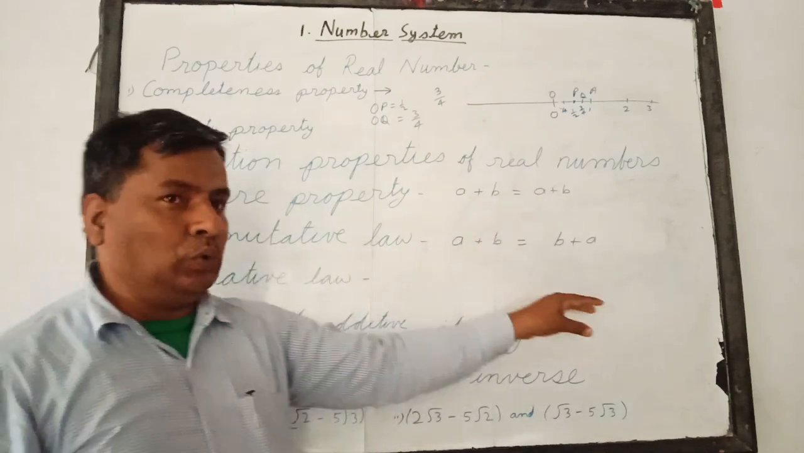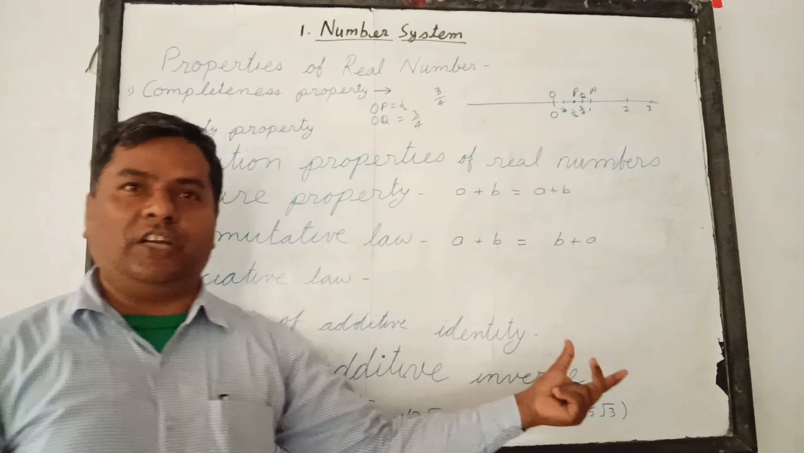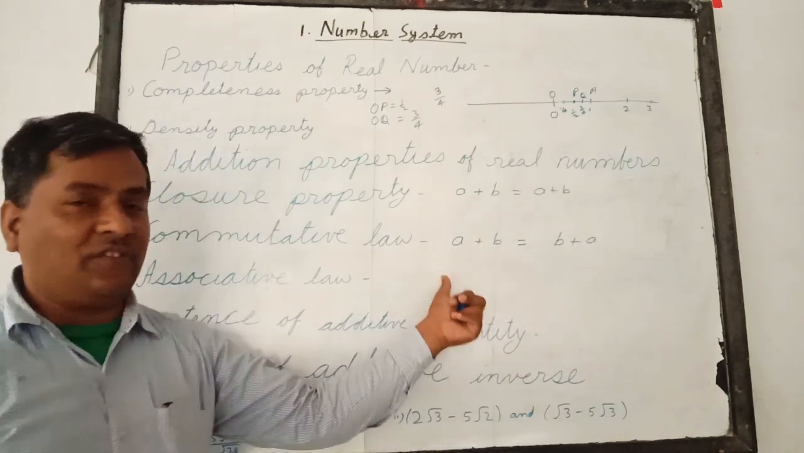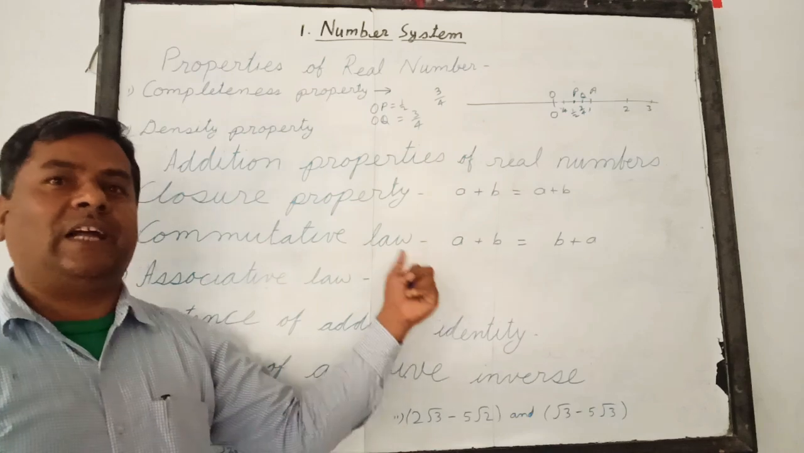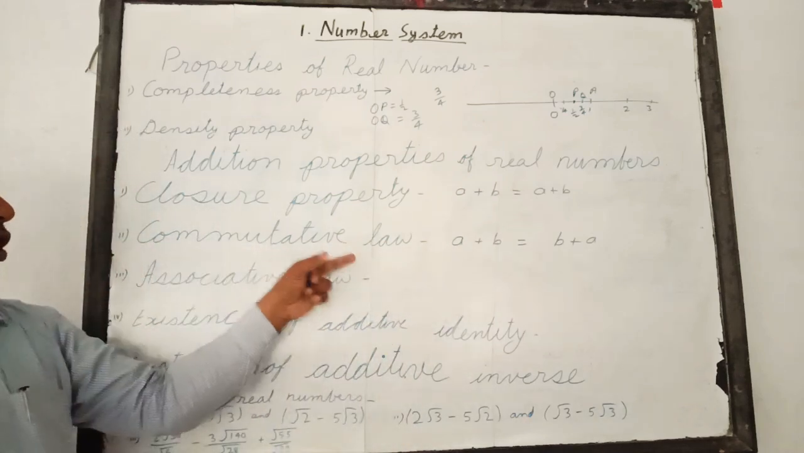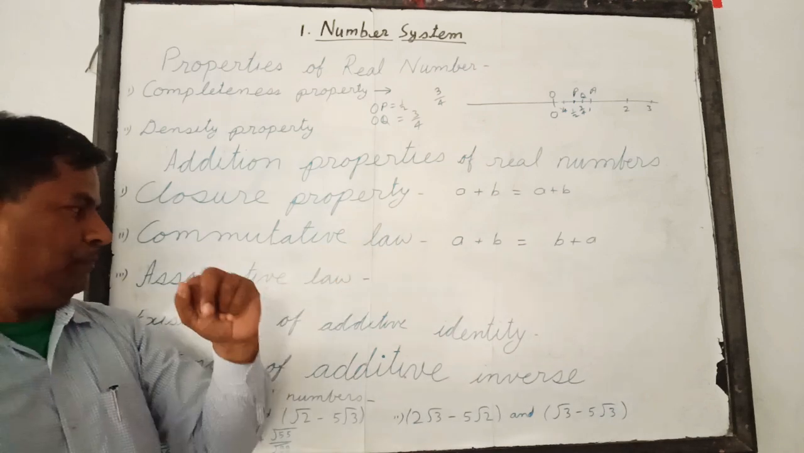So when we add two real numbers, if we change the order, if we put the first number at the place of the second number and the second number at the place of the first number, the answer, that is the sum, will not change. This is called commutative law of addition.